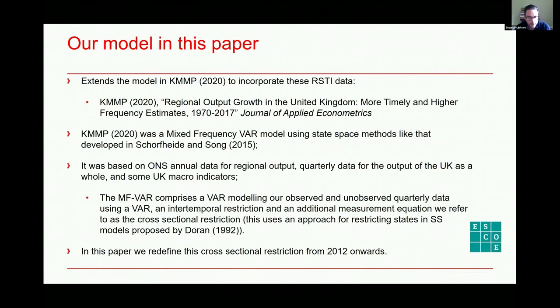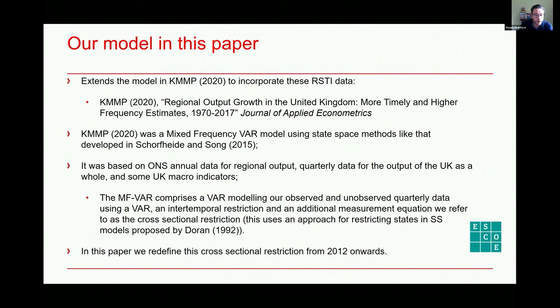Now, a couple of other features of the model which are important to talk about. First of all, we add an additional measurement equation to the standard setup here, which we call the cross-sectional restriction. And what this does is essentially ensure that our regional growth estimates aggregate up, with a small error, to the estimates produced by the ONS for the UK as a whole. And this small error partly reflects measurement and statistical discrepancy, but also the activities of the UK continental shelf that Laura talked about.